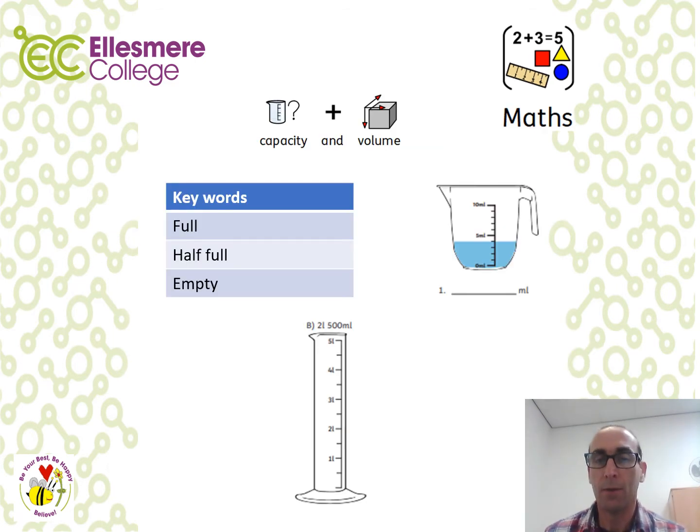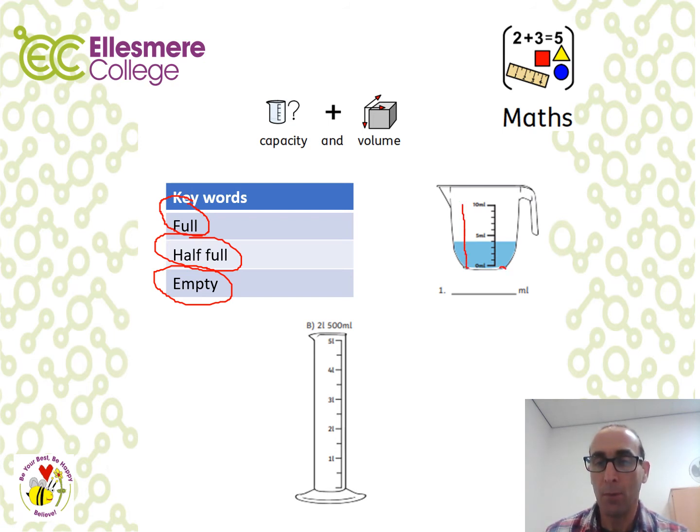In the next set of lessons, we'll be looking at capacity, volume, and measuring. We will be starting by using keywords such as full, half full, and empty to describe the capacity and volume. We'll then be looking at measuring. In all measuring activities, it is really important that we look at the scale.